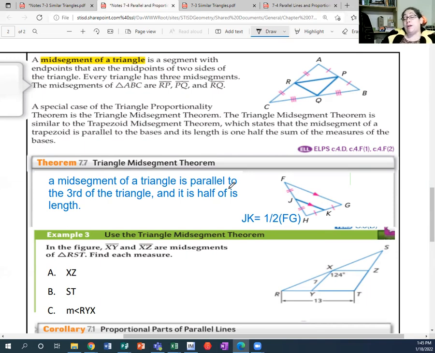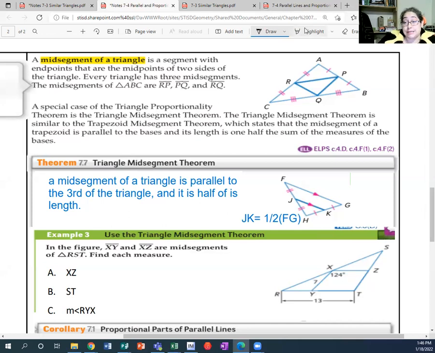Median, when we're talking about triangles, goes from vertex to midpoint. Mid-segment goes midpoint to midpoint. So in a trapezoid, a median goes midpoint to midpoint. It's the same as mid-segment. In a triangle, mid-segment and median are 2 different things. Okay?